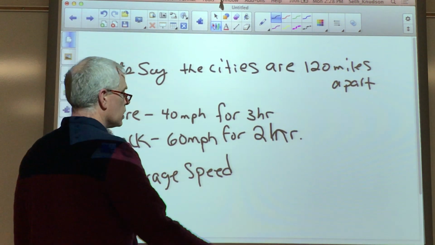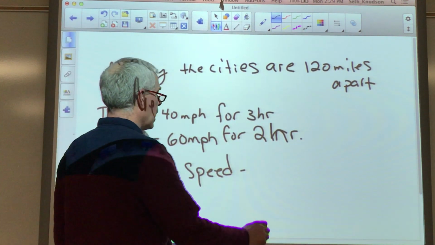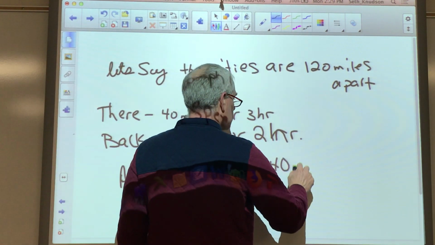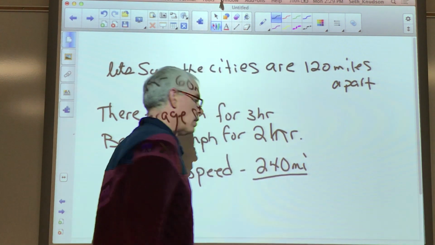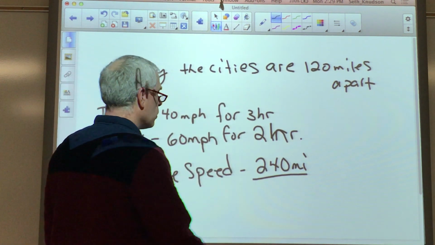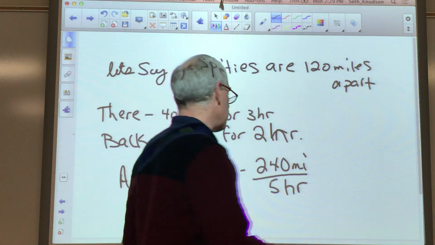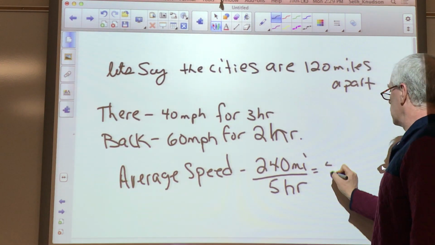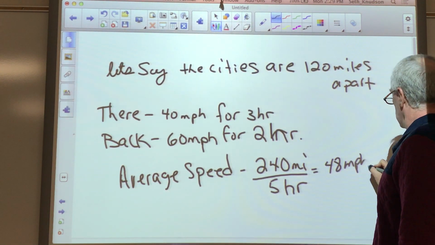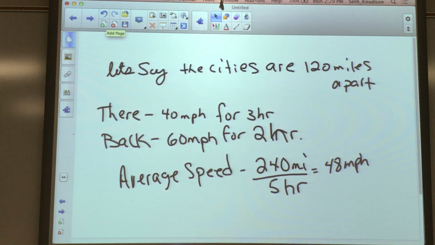So the average speed is going to be the total distance traveled. Well, we went 120 there and 120 back, so 240 miles, divided by the total time it took. Well, we spent a total of 5 hours driving. You take 240 miles divided by 5 hours, that is 48 miles per hour. Okay, so I just want you to look at these from a little different perspective when you figure these out. Okay, good luck.